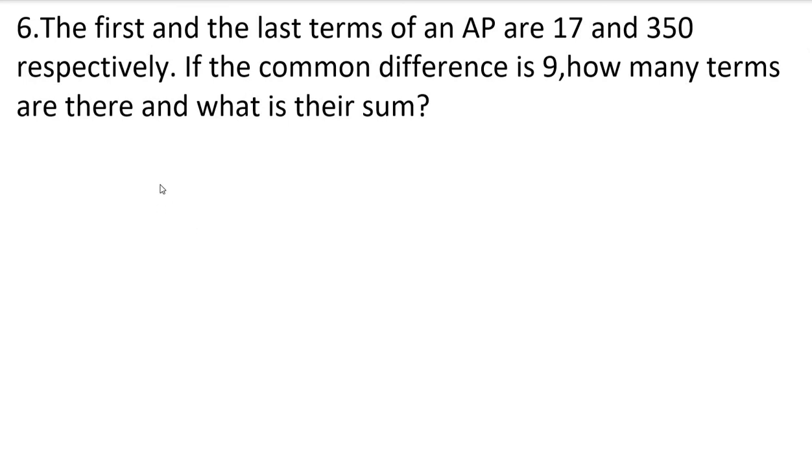So what is given? The first and last terms are given. A is equal to 17, the last term is 350, and the common difference is 9, so D is equal to 9. How many terms are there and what is their sum? How many terms means we should find n, and what is their sum means we are supposed to find Sn also. We are going to find n and Sn.